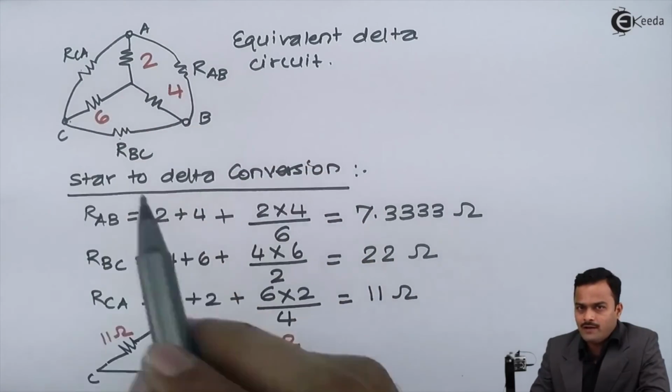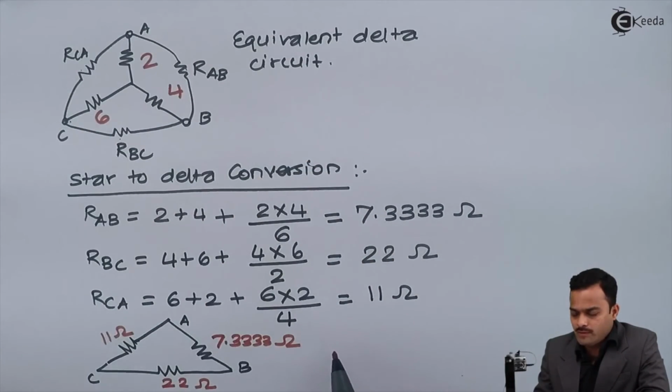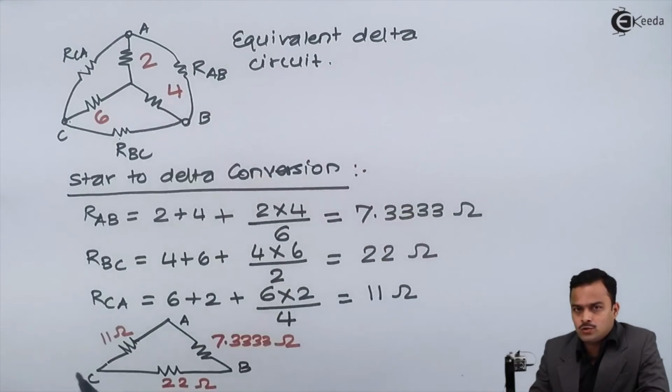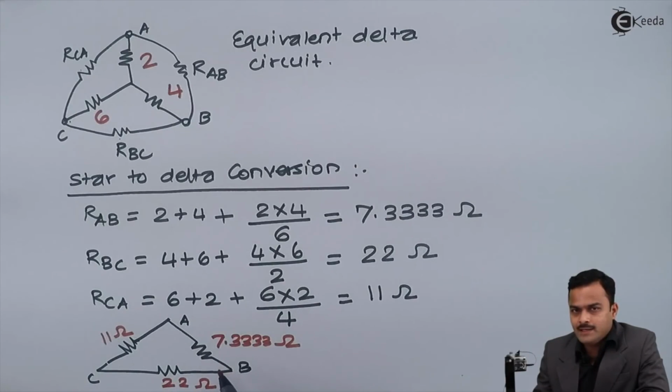The lowest value of delta is 7.3333 ohm, which is greater than the greatest value in the case of a star. So whenever you are applying a formula, you have to remember that whenever I am converting star to delta, I am tending to increase resistance values. So it is quite obvious from this example also.